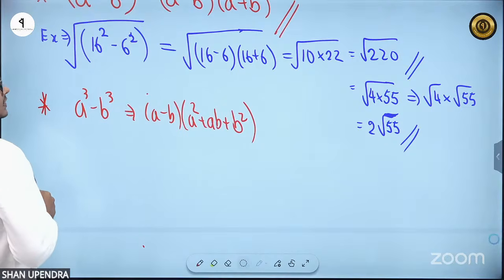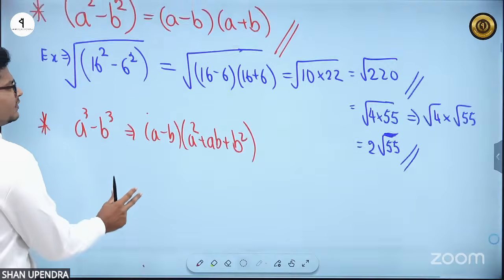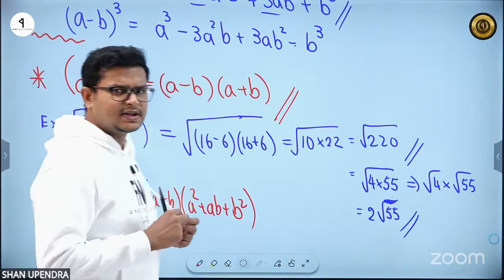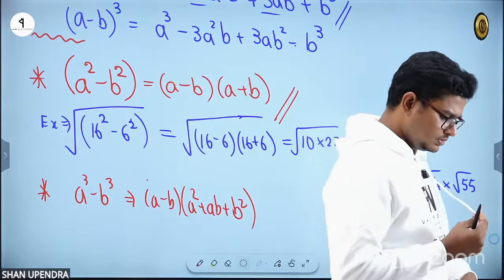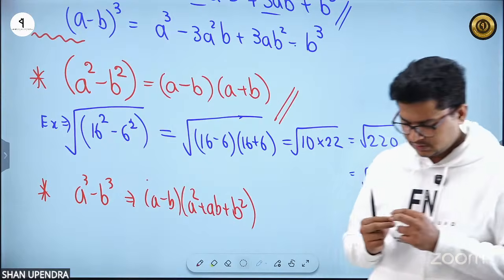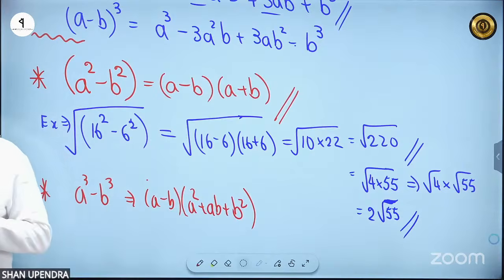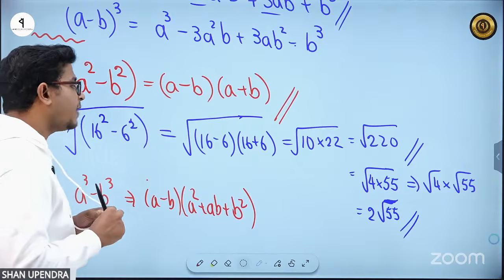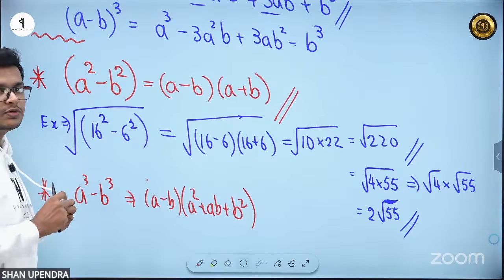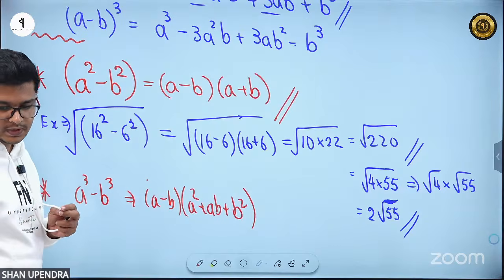Now let's move to the next part. I think that's enough for your level. For physics, that's enough. You need these kinds of patterns and methods for the simplification.